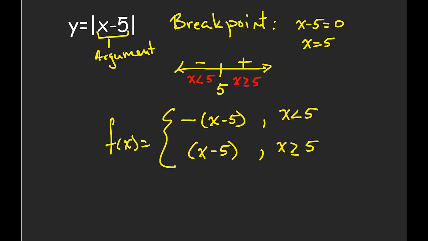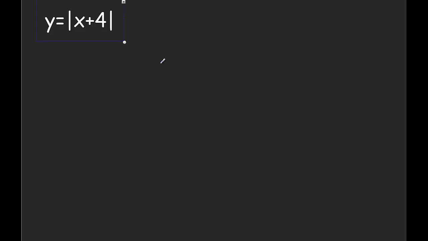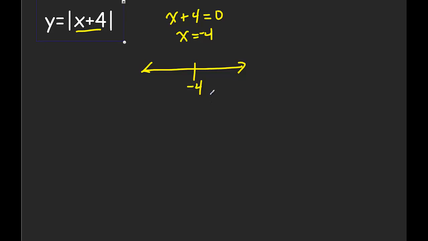Okay, now let's try another one. Y equals absolute value of x plus 4. Once again, we find the breakpoint by setting the argument equal to 0, taking this and setting it equal to 0. And we get x equals negative 4. Okay? And we put that on our number line. We put negative 4 on our number line, and we test values in the argument. So what is a number greater than negative 4? 0, 4, 3, any number greater than negative 4, any number bigger than negative 4.